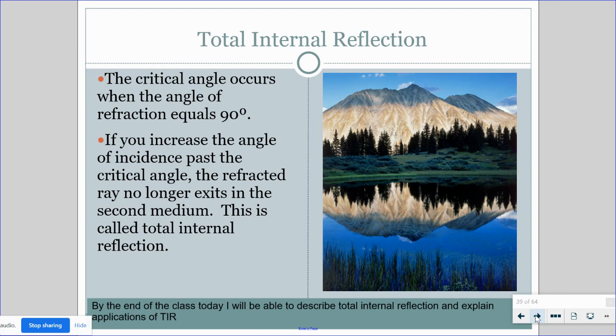So the critical angle occurs when the angle of refraction equals 90 degrees. If you increase the angle of incidence past the critical angle, the refracted ray no longer exits, and this is our total internal reflection. So here, as it's reflected down, nothing escapes, and it looks like the mountain is on the surface of the water.